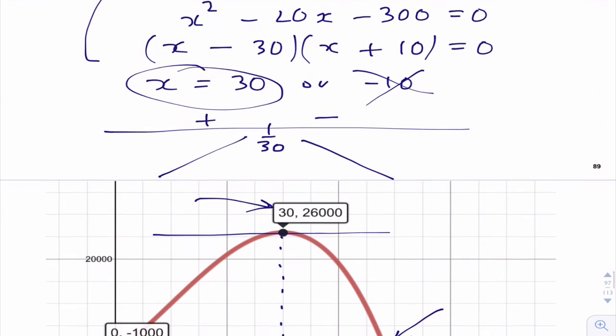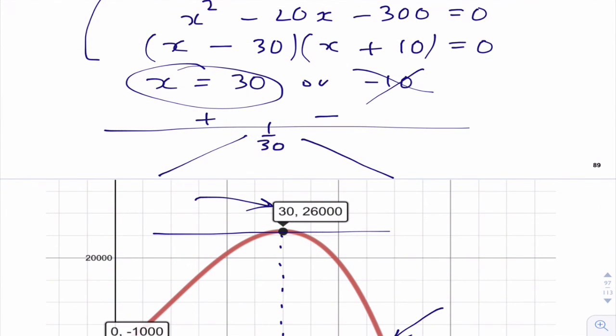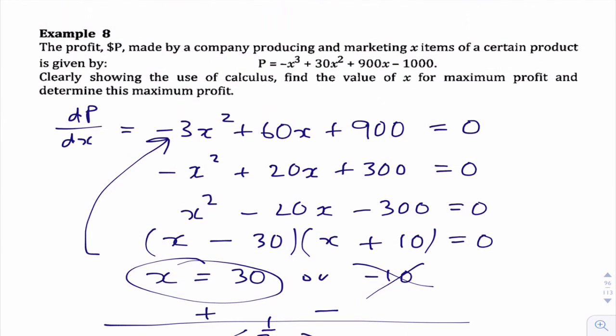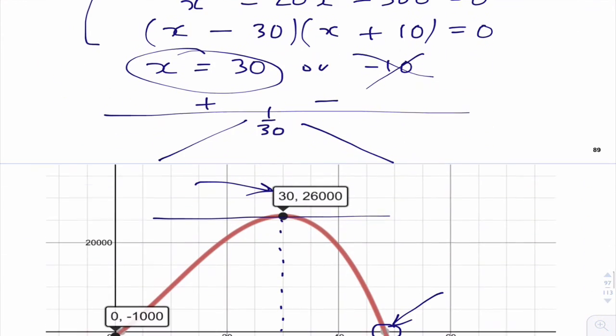So then you can see that the value you found is a maximum value. And again, if the question said, what is the profit? You could do that also. All you need to do is substitute x equals 30 back into the original equation for the profit. And if you did that, you would get $26,000 for the profit when we produce 30 items.